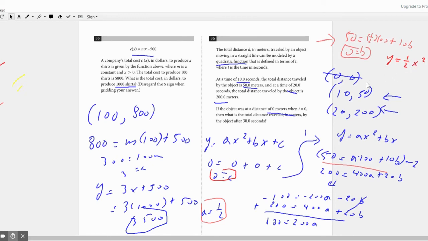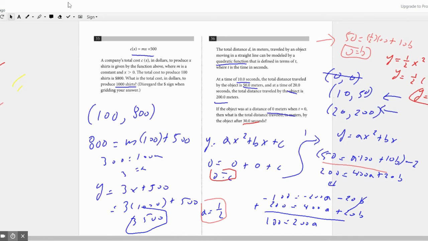Now we can just plug in, because they asked, what about after 30 seconds? So we're going to have y equals 1/2 times 30 squared. 30 squared is 900 over 2. y equals 450. That's going to be our answer.